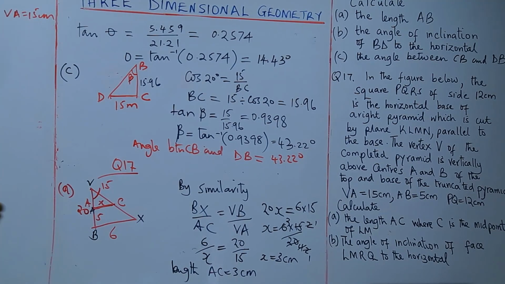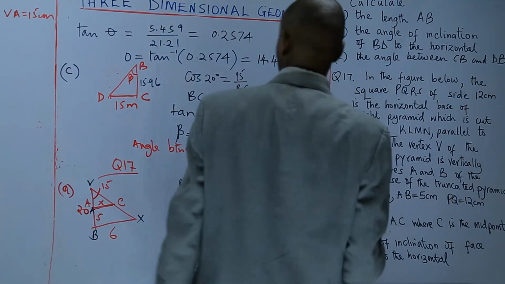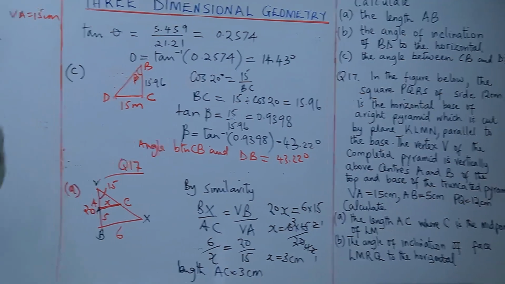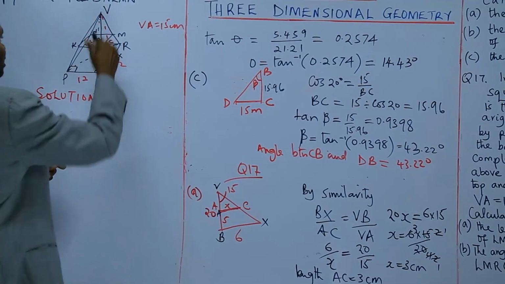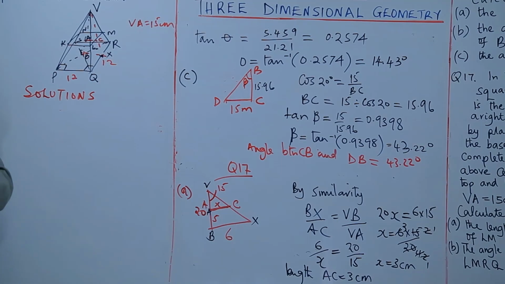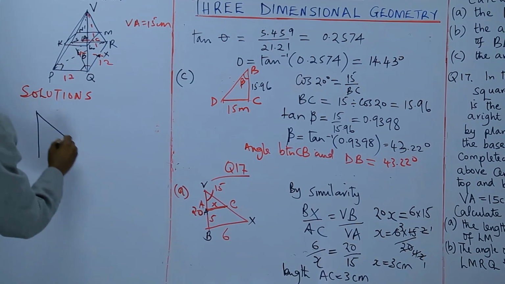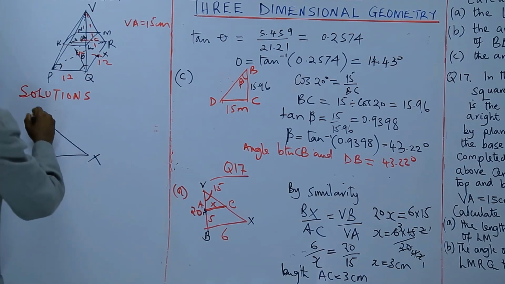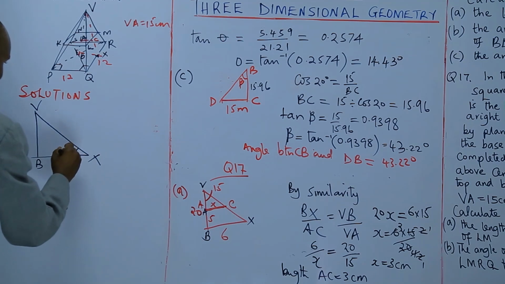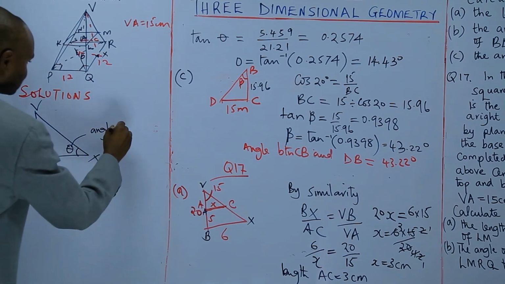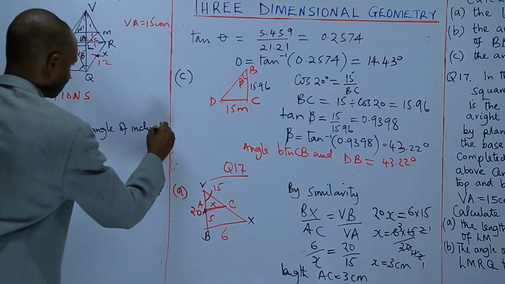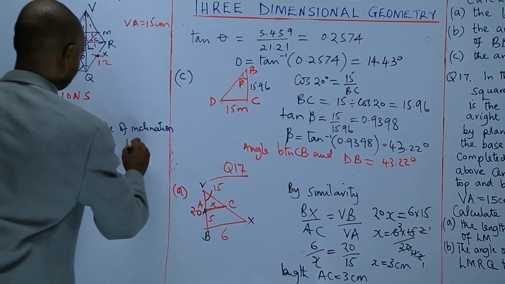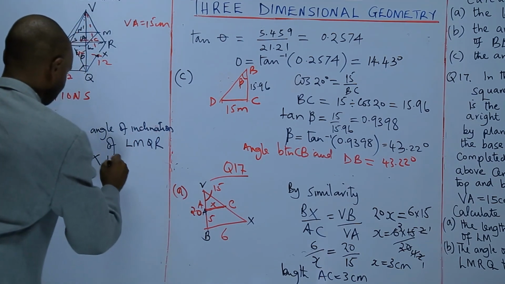We are moving to B. Angle of inclination of LMQR. They are asking for this angle of inclination of LMQR. So you come to B, extract the same triangle, BX and VB. They are asking for theta. This will be the angle of inclination of LMQR to the horizontal.